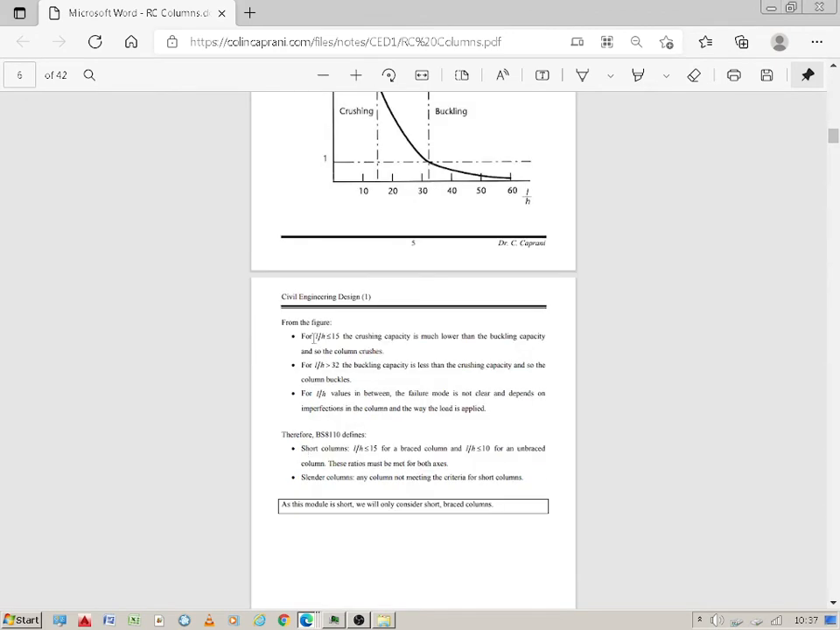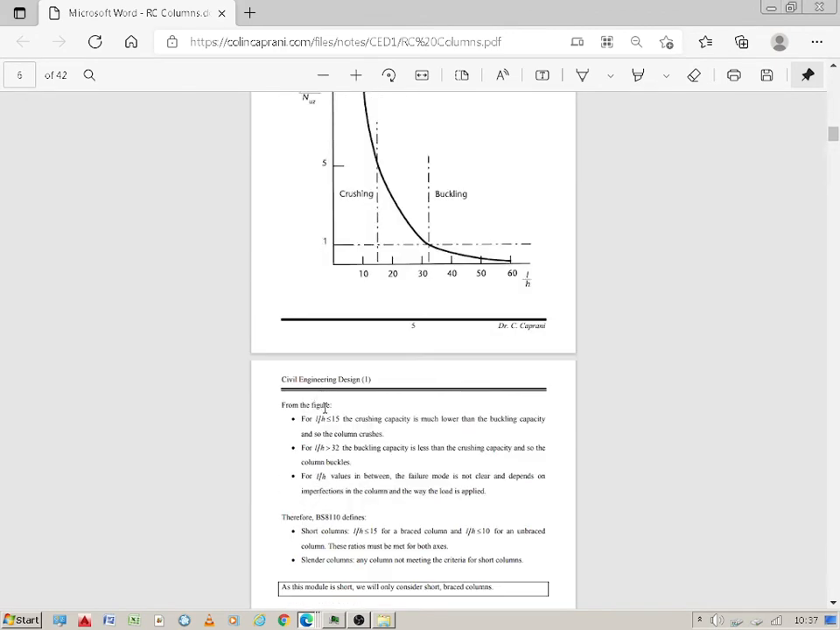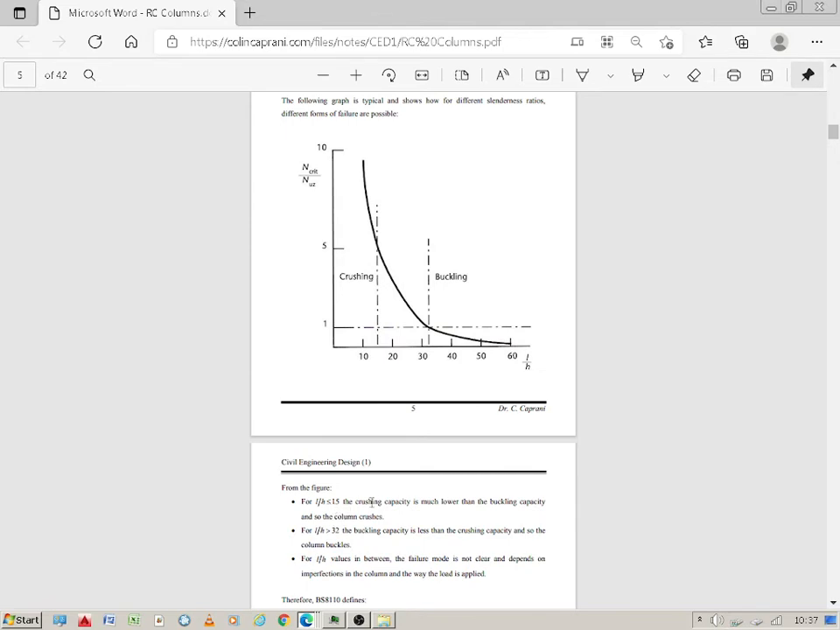So he's given some examples here. From the figure, for L over H equal to or less than 15, the crushing capacity is much lower than the buckling capacity, so the column crushes.